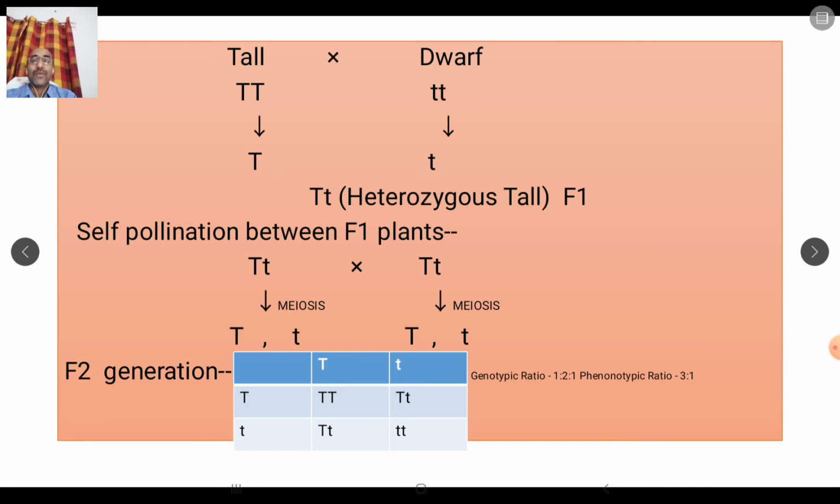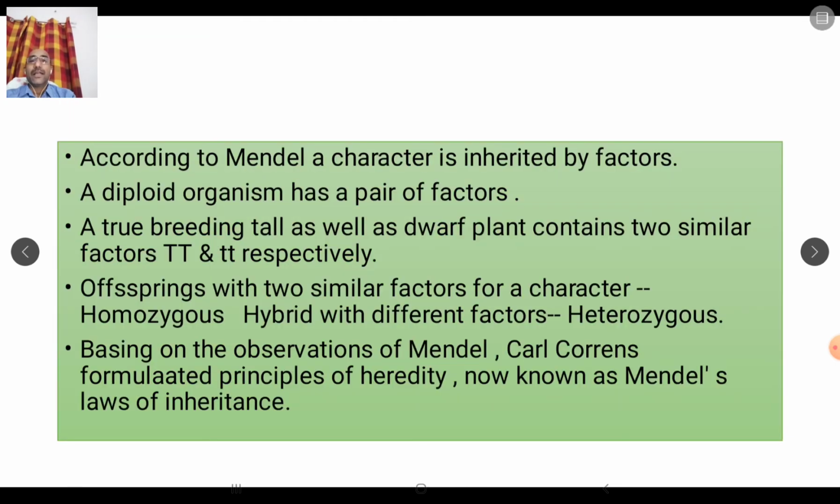Now when you take into account the genotypic ratio, you will get the ratio 1:2:1. One was homozygous tall, then these two were heterozygous tall, capital T, small t, and the last one was a homozygous dwarf. So he got the ratio of 1:2:1. So what he concluded from this experiment is that character is inherited by factors. Okay, he didn't know about any gene. The term gene was not coined. So he called that character is inherited by factor.